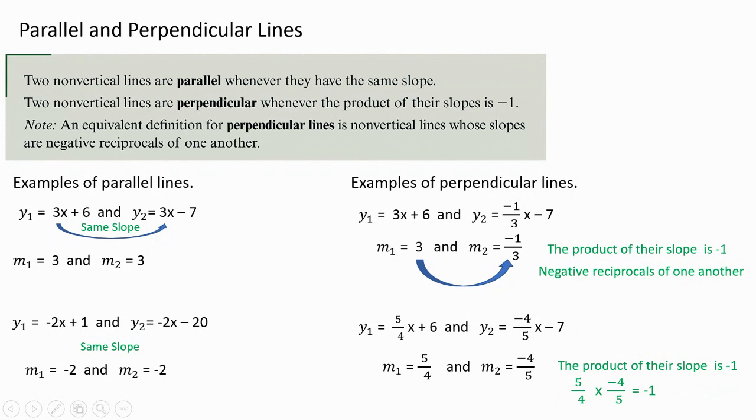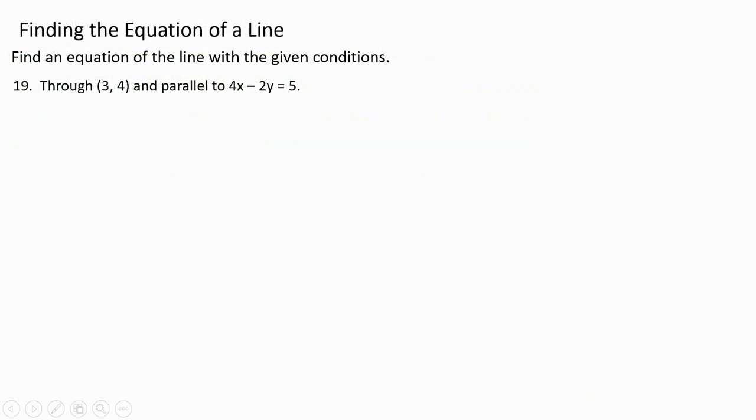Right, because 5/4 times -4/5 is equal to -1. Okay, now, this is number 19. It says find an equation of the line with the given conditions. It passes through the point (3, 4) and is parallel to 4x minus 2y equals 5.